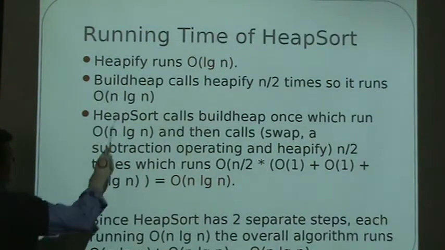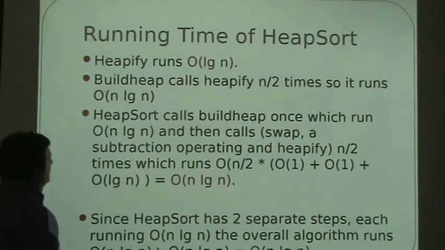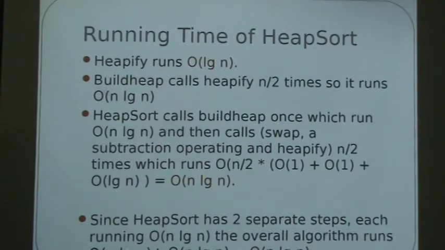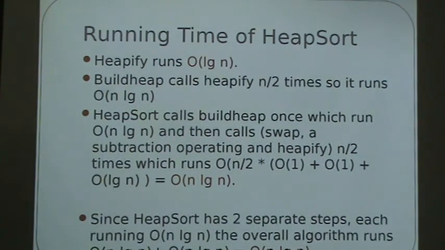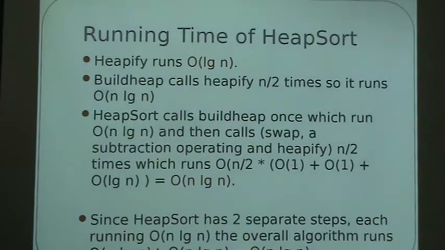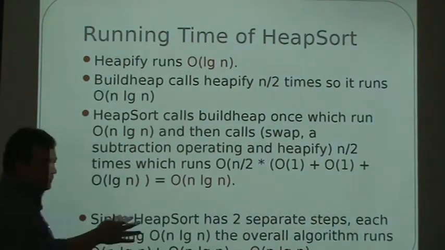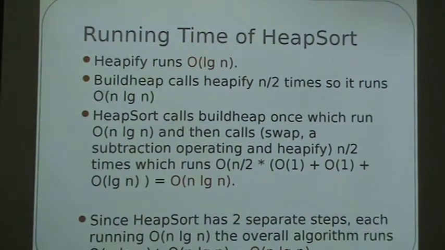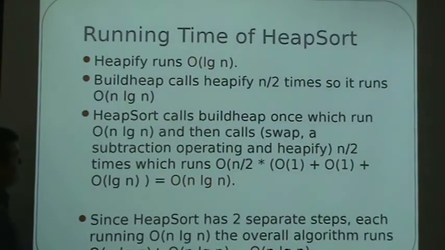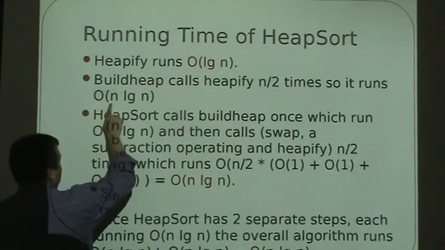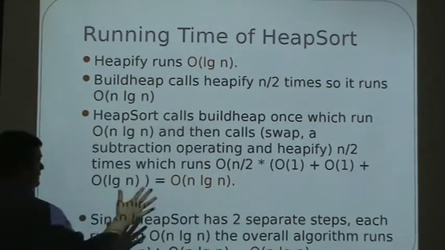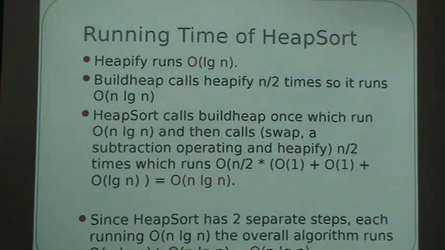Heapify, each step takes log n. And when we're building the heap, we call that n minus 2 times. So for every node that has children, which is half the nodes, that's proportional to n divided by 2, which is proportional to n. If you double n, you're going to double the number of times you have to call this routine. So that has a running time of n log n to build the heap.